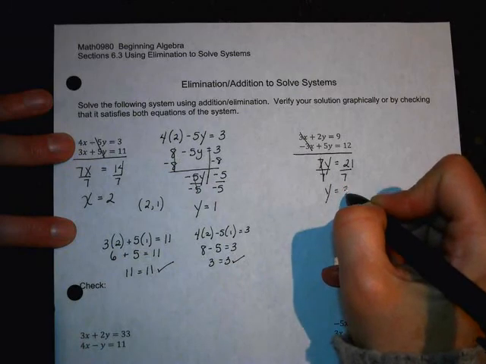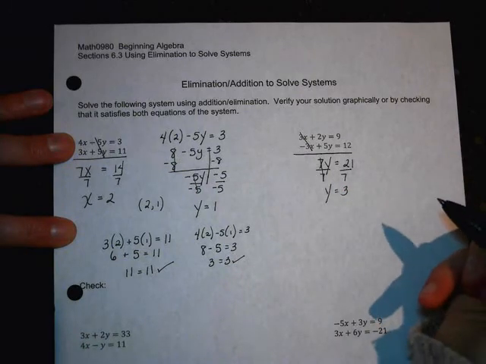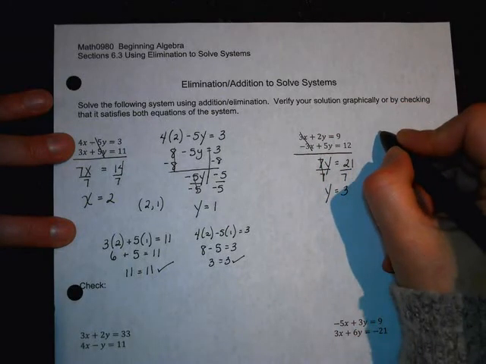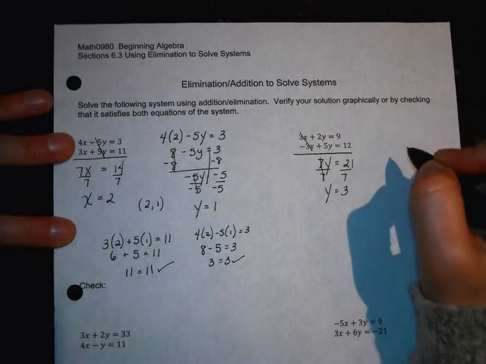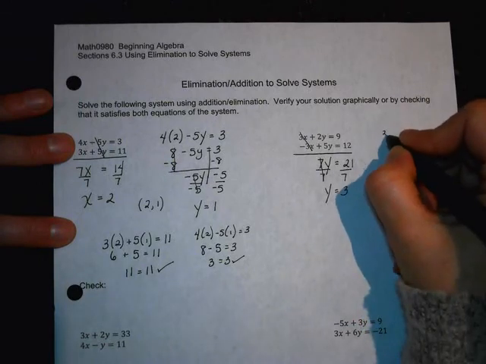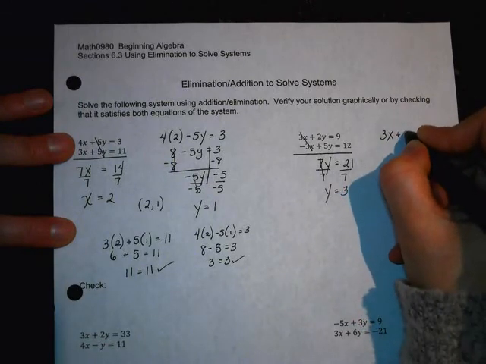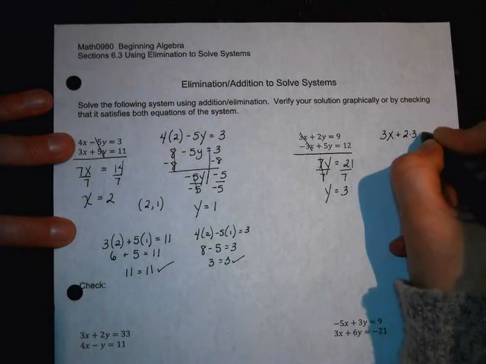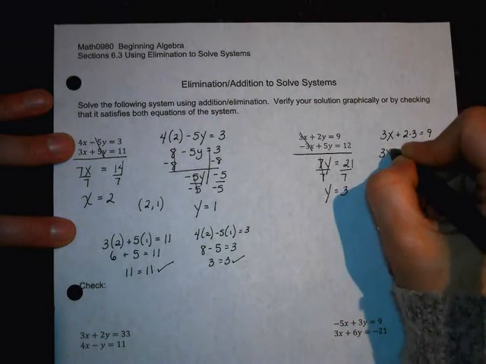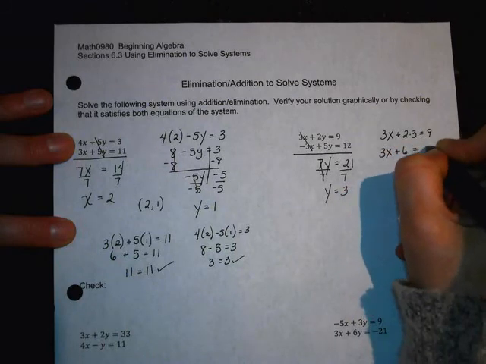All right, so if we know y, then we can pop that in here to solve for x. So I'm going to use the first equation to solve for it, and the second equation to check. So we've got 3x plus 2 times 3 equals 9. So 3x plus 6 equals 9. So I'm going to subtract 6 from both sides.